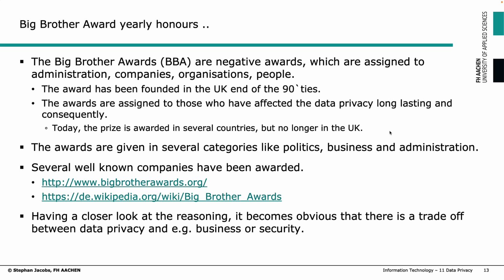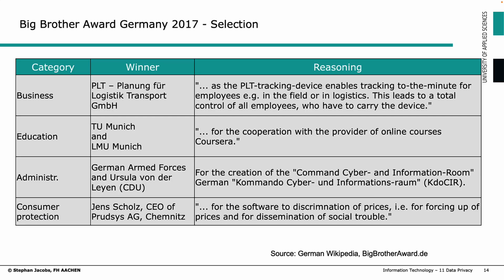To really focus on these problems between conflicting goals, let's go through some of the winners. In this table you can see the winners from the Big Brother Award Germany in 2017. And in the following pages I will go through all these 4 cases and describe what kind of problems might be there.